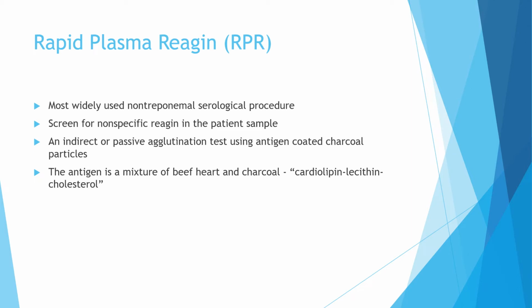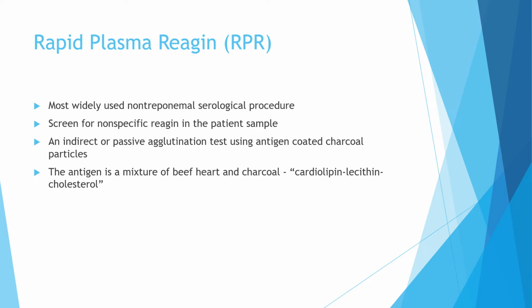The RPR test, or rapid plasma reagent test, is the most widely used non-treponemal serological procedure. It is a screening test that can actually be positive in other diseases besides syphilis. Here we are screening for non-specific reagent to the patient sample, but this can be elevated, like I said, in other diseases like infectious mononucleosis, malaria, hepatitis, and lupus, and this is called biological false positives.